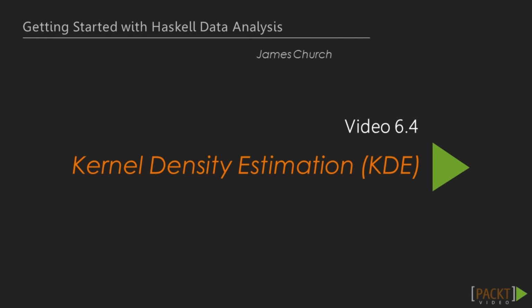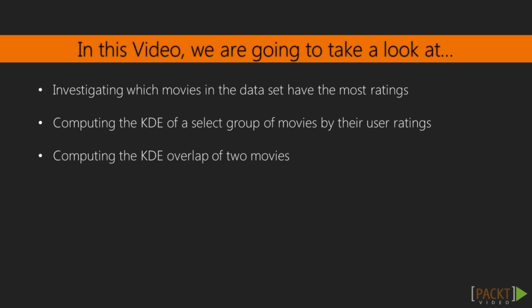In this video, we reintroduce kernel density estimation. When using kernel density estimation, we are attempting to reveal the shape of a data set with a limited amount of information. In this video, we're going to take a look at investigating which movies in the dataset have the most ratings. We're going to be computing the KDE of a select group of movies using their rating. And then we're going to compute the KDE overlap of 2 movies.